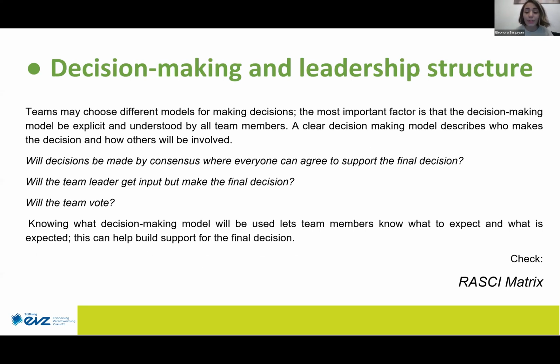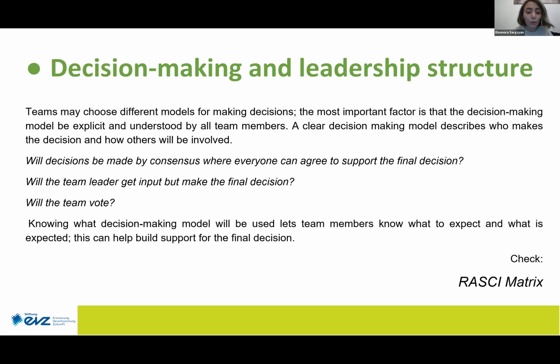Decision making and leadership structure. There are many different models of leadership structure and decision making, but what is very important is to be transparent and explicit about it, so that all team members understand how decisions are being made and how other members are involved in this process. So the questions to reflect on are: will decisions be made by consensus, where everyone agrees to support the final decision? Will the team leader get input but make the final decision? This is a very important point to reflect on. Will the team vote? Are we having a democratic teamwork, or is the leader deciding everything and then sharing their decisions? Knowing what decision-making model will be used lets team members know what to expect and what is expected.